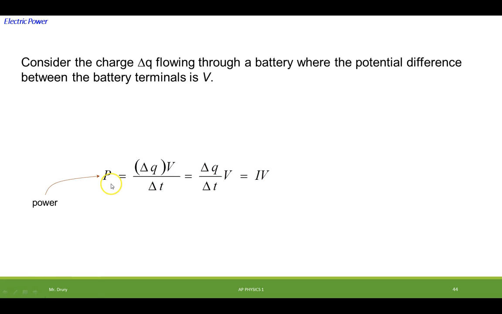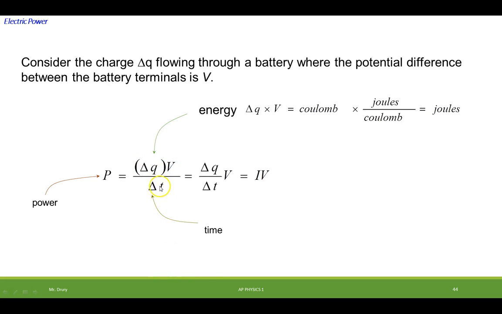We know that P is power, and we know that charge times voltage should be energy. Now, how do we know that? Well, charge is measured in coulombs, and voltage is measured in joules per coulomb. So the two coulombs cancel out and you're left with joules. So the numerator of this equation is really just energy. The denominator of the equation is time. So the numerator is joules, the denominator is seconds, and joules per second is watts.